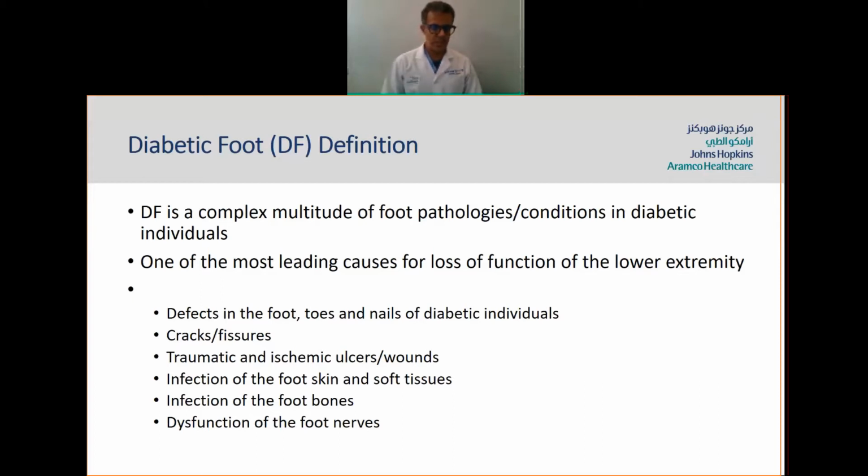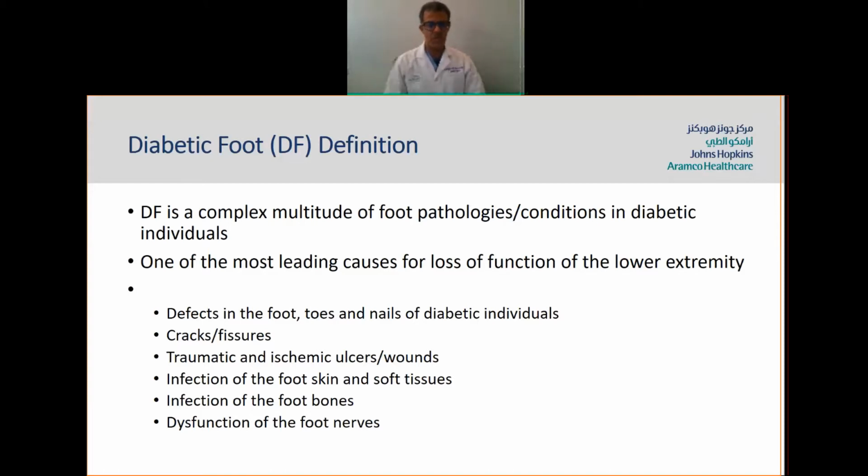You'll find part of my presentation crisscrossing with other presenters, and that's for better understanding, and also because of the nature of the diabetic foot. It's handled by multi-specialty teams, including wound care, podiatrists, vascular surgeons, interventional radiologists, and many other medical teams. One of the leading causes of loss of function of the feet and lower extremity is diabetic foot.